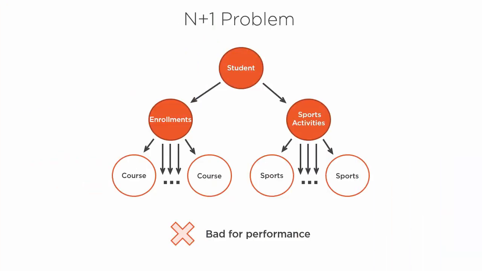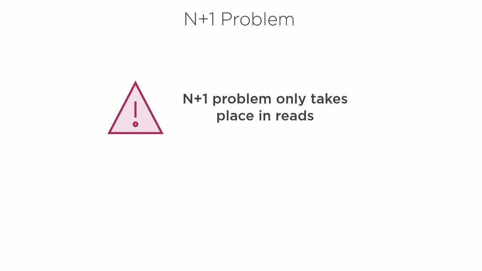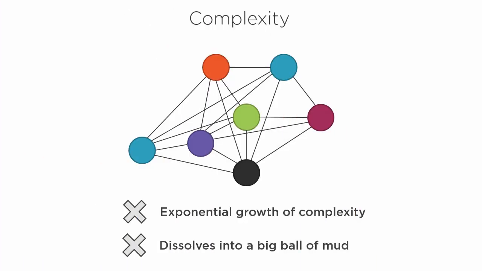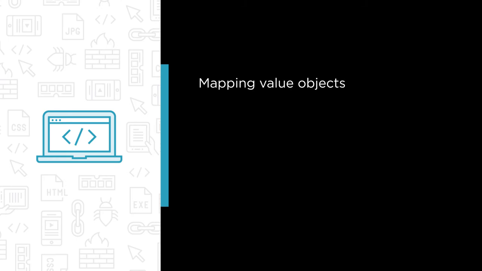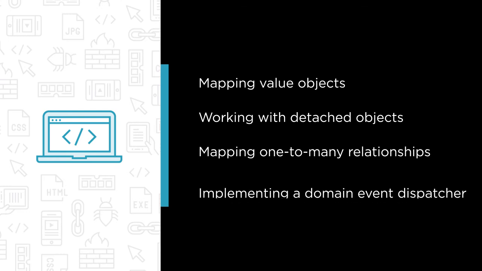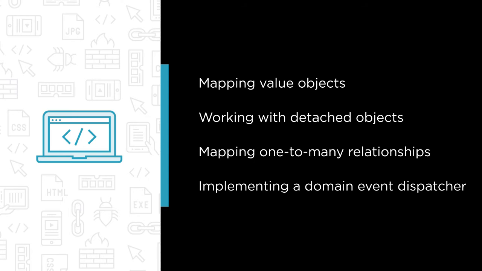This course will show you how to preserve encapsulation of your domain models and apply domain-driven design in applications with EF Core. You will learn various mapping techniques that will help you build complex domain models on one hand and leverage the full power of EF Core on the other. Some of the major topics that we will cover include mapping value objects, working with detached objects, mapping one-to-many relationships, and implementing a domain event dispatcher.